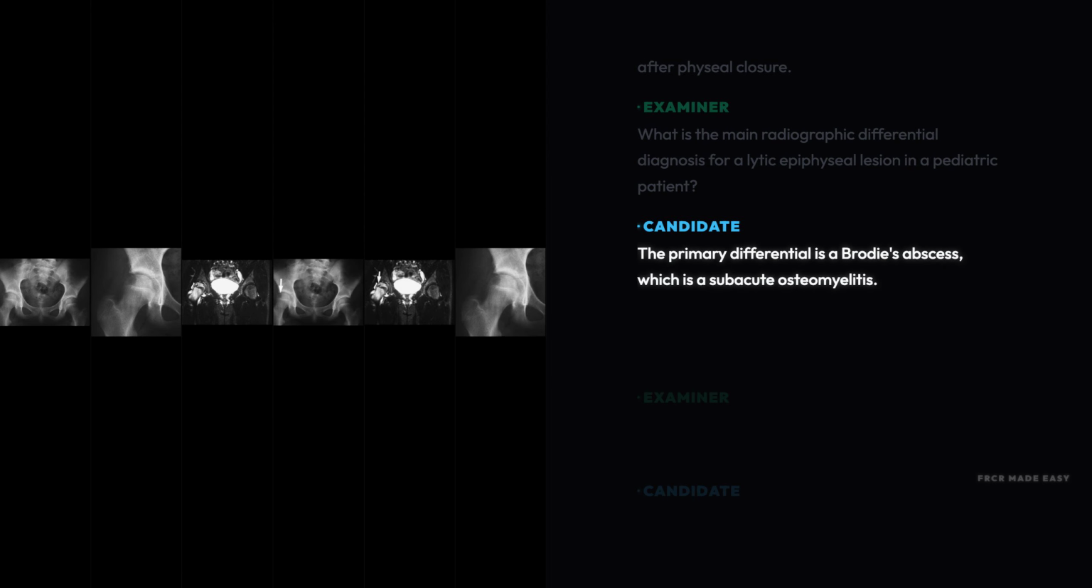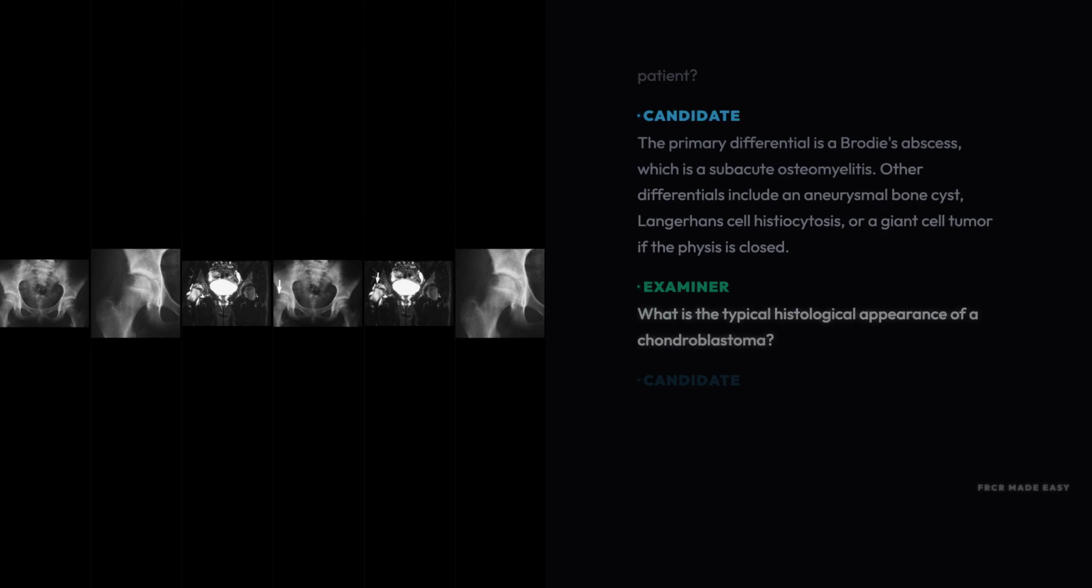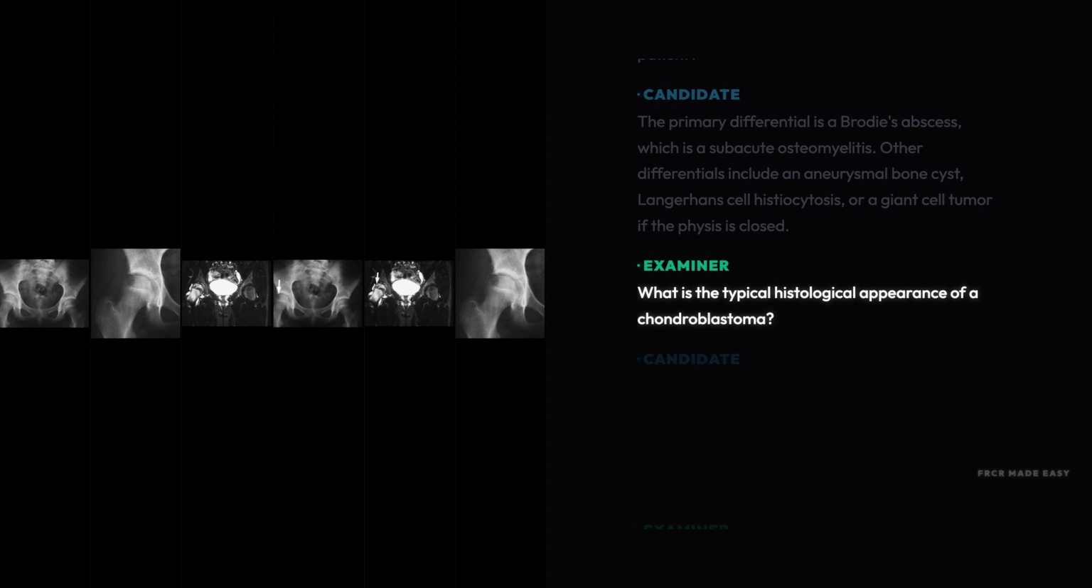The primary differential is a Brodie's abscess, which is a subacute osteomyelitis. Other differentials include an aneurysmal bone cyst, Langerhans cell histiocytosis, or a giant cell tumor if the physis is closed. What is the typical histological appearance of a chondroblastoma?